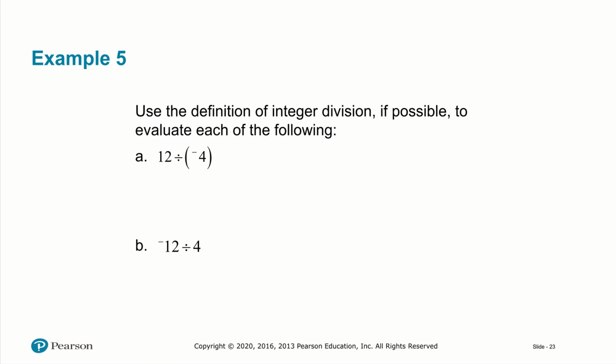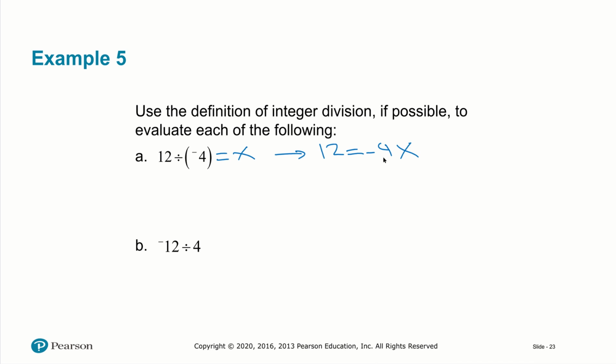Okay, so here we have 12 divided by negative 4, and we're trying to see what that is, right? So let's just call it x, right? What is that going to tell you? That's going to tell you, therefore, that means 12 equals negative 4 times x, right?